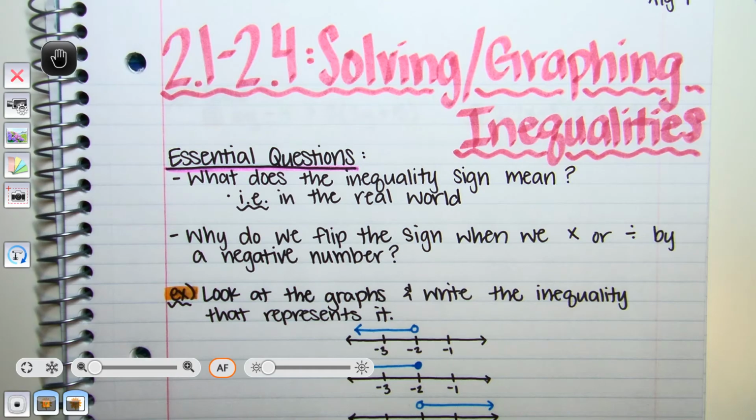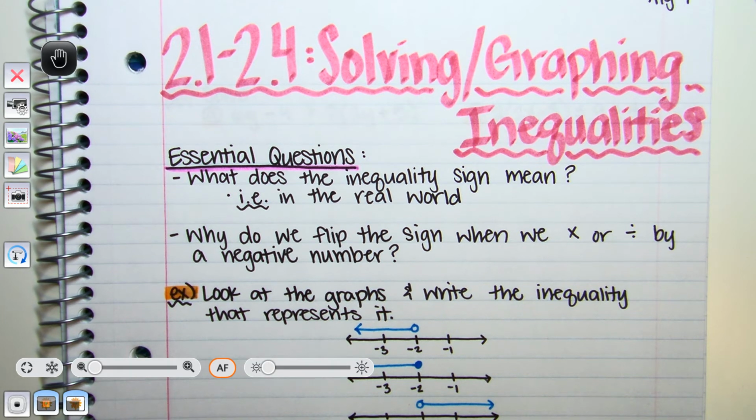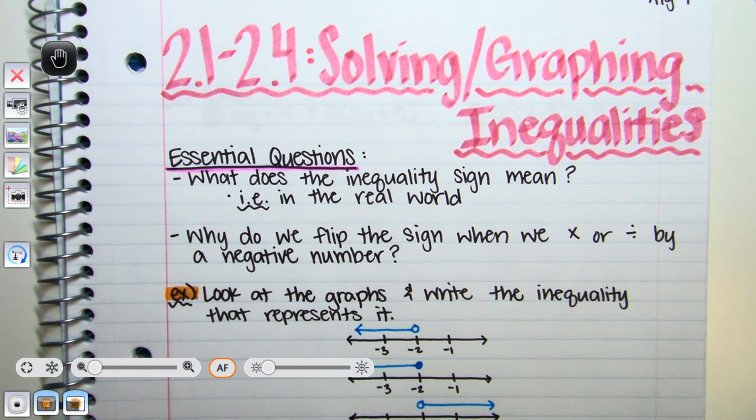All right, so a couple of essential questions to think about as we're going through this. First, what does the inequality sign actually mean? For example, how do we see this out in the real world? And the second is why do we flip the sign when we multiply or divide by a negative number, which I'll explain in class on Thursday, but this is something I want you to think about for the time being.